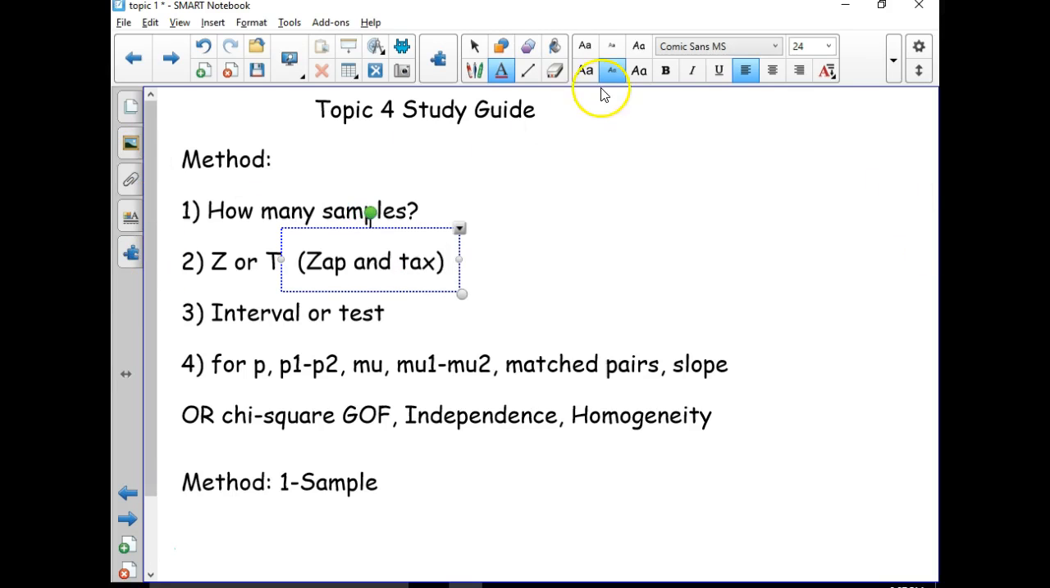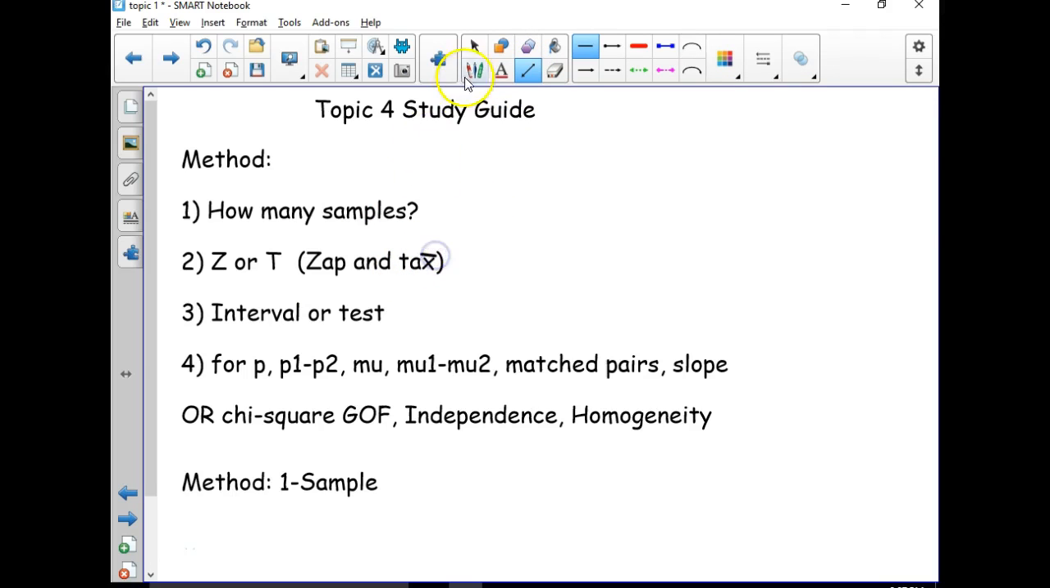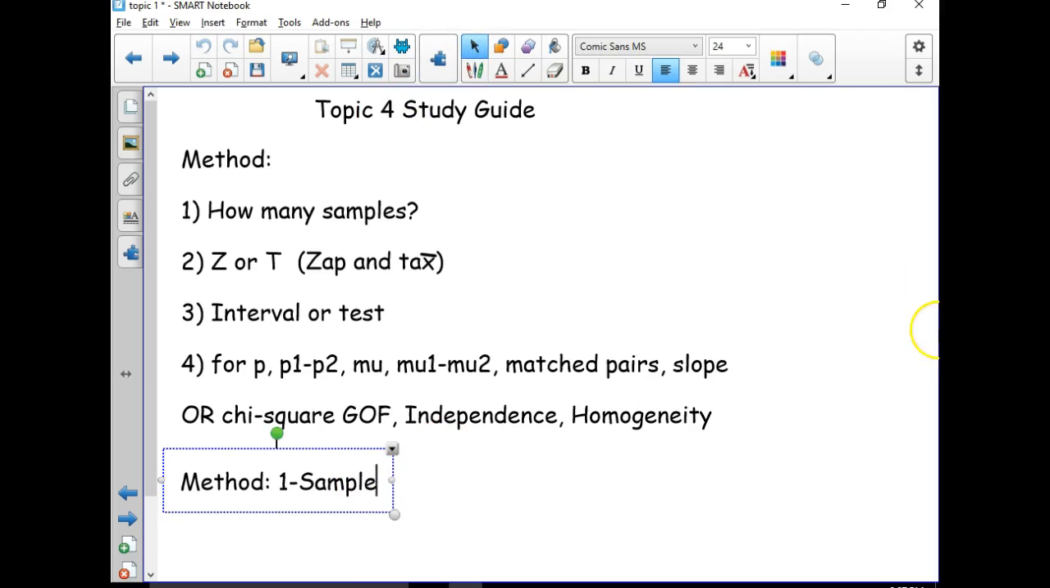What does that mean? Well, the word ZAP has a P in it, right? So if you are dealing with proportions, you are going to be dealing with the Z interval or the Z test. If you're dealing with a sample mean, an X bar, you're dealing with a T interval or a T test. So if I had something dealing with proportions and it was 1 sample, I would say a 1 sample Z.